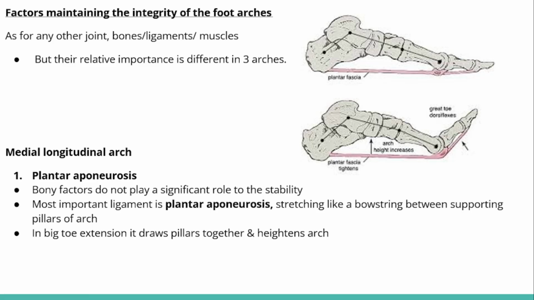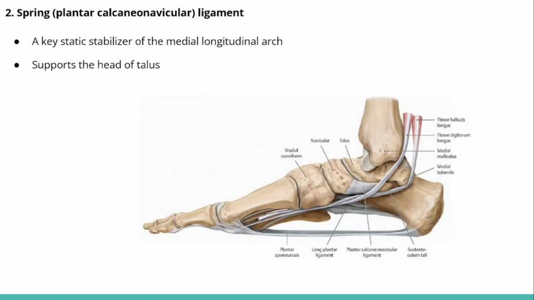Now, when this plantar aponeurosis shortens during big toe extension, it shortens the distance between the heel and metatarsals, and this elevates the arch for push-off during activities like walking. Then the next important ligament is the spring ligament, or the plantar calcaneonavicular ligament. This is also a key static stabilizer of the medial arch, and it also supports the head of the talus. You can see this is the spring ligament. It nicely supports the head of the talus.